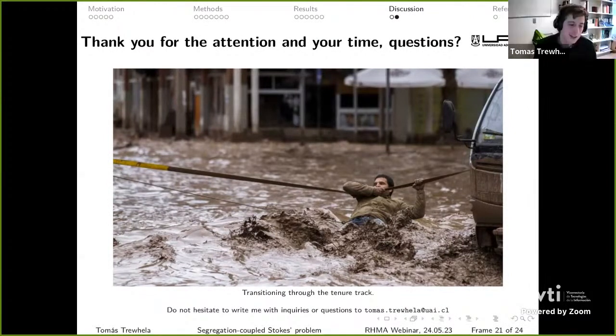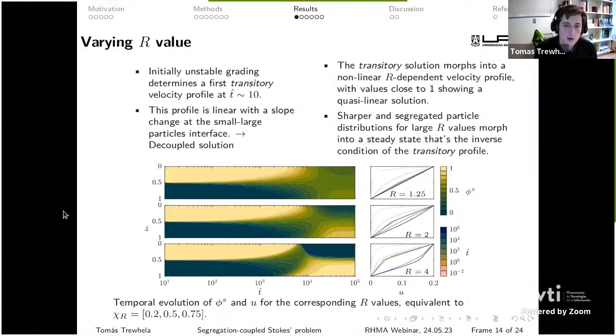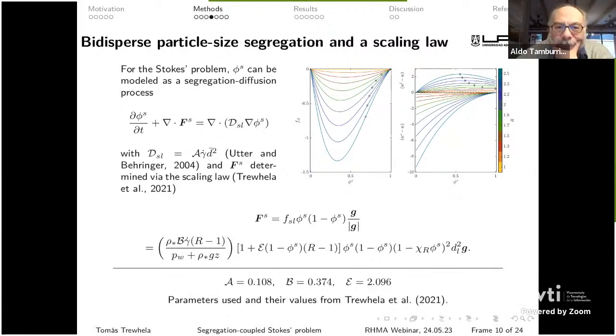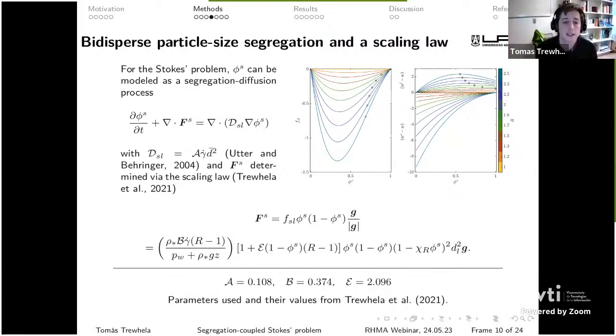Another very good question. The answer is embedded here. The reason I cannot achieve a fully segregated profile so far is because of the diffusivity. If the diffusivity between small and large particles is 0, then I will inevitably arrive, for all cases, at a fully segregated profile. But the case is that particles do show diffusion, and that's a problem.